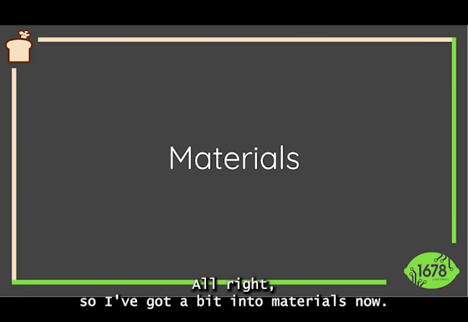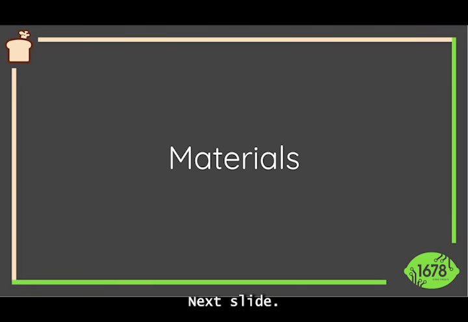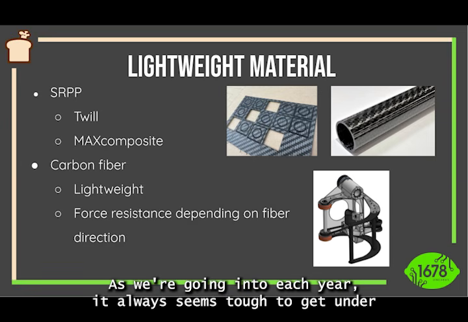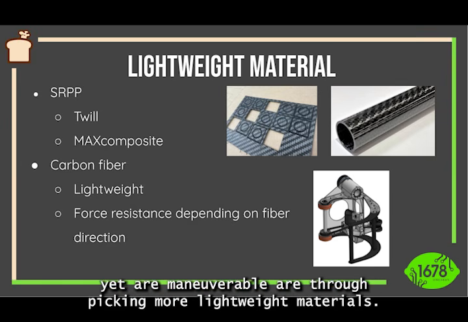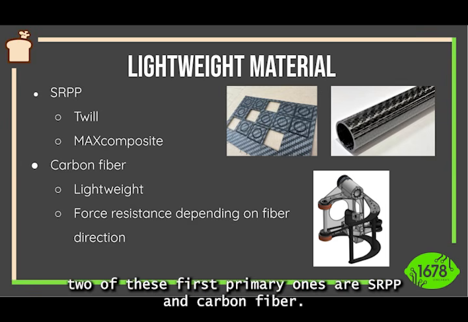Alright, so I'm going to go a bit into materials. Next slide. As we're going into each year, it always seems tough to get under that weight limit. And a great way to do that and to have good mechanisms that are both light yet maneuverable is through picking more lightweight materials. Two of the first primary ones are SRPP and carbon fiber.